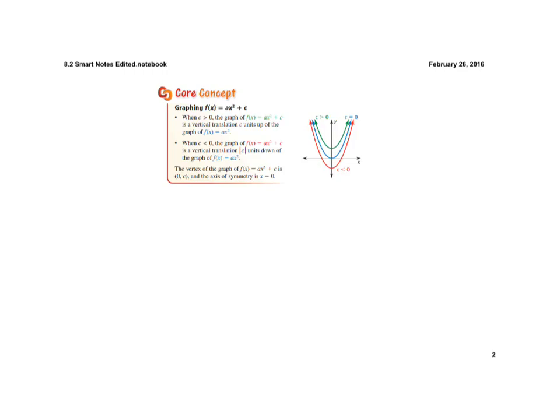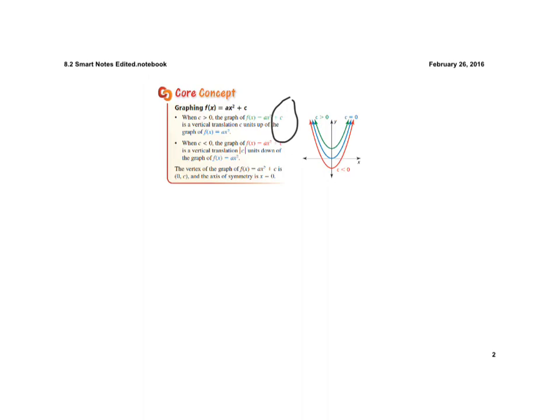So first of all, the core concept is graphing f of x equals a times x squared plus c. Now we've already talked about how the value of a affects the graph. What we're showing you now is that if we have a plus c at the end, then it's going to shift the graph up. That's a vertical shift up, as you can see by the green graph.